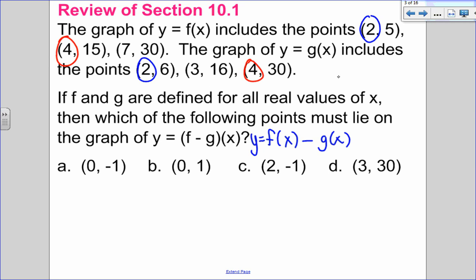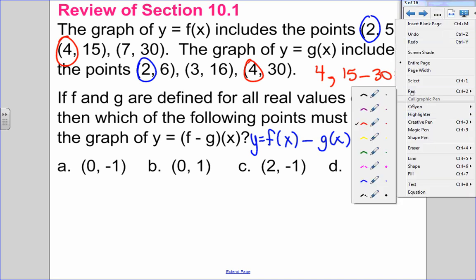So let's look at the 4s. I would keep my x value the same, and then I would take the y coordinate of f of x, and subtract the y coordinate of g of x. So that would be 15 minus 30. So that would equal 4 and -15. And you can see that's not any of the options.